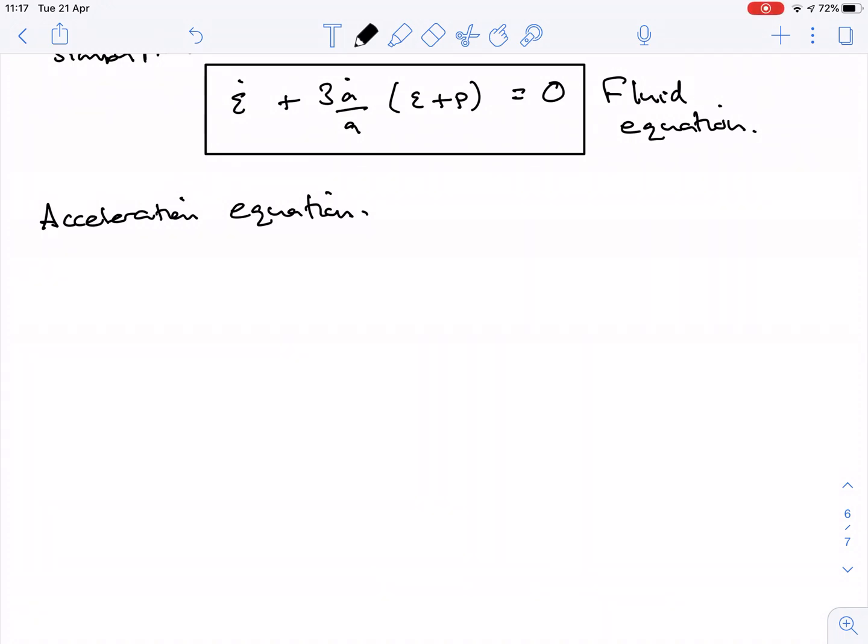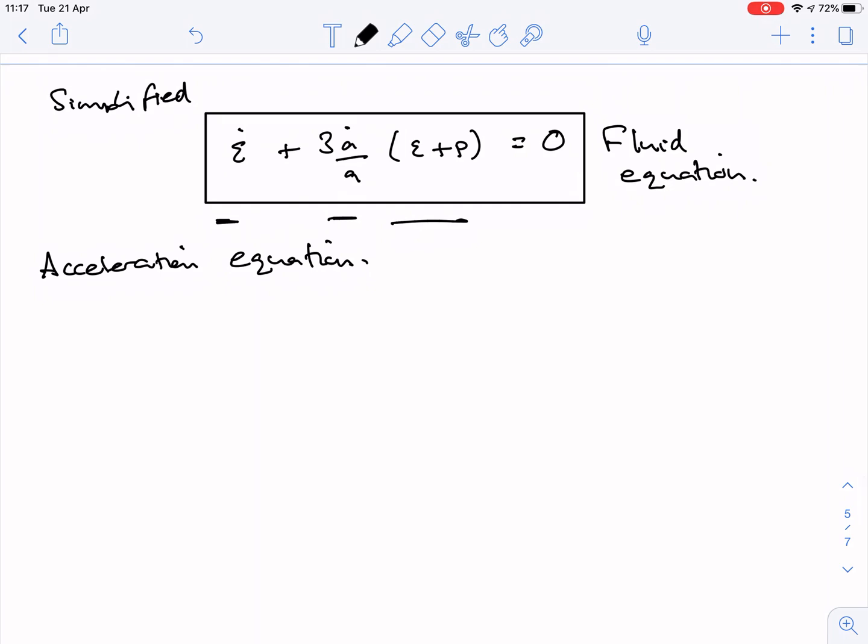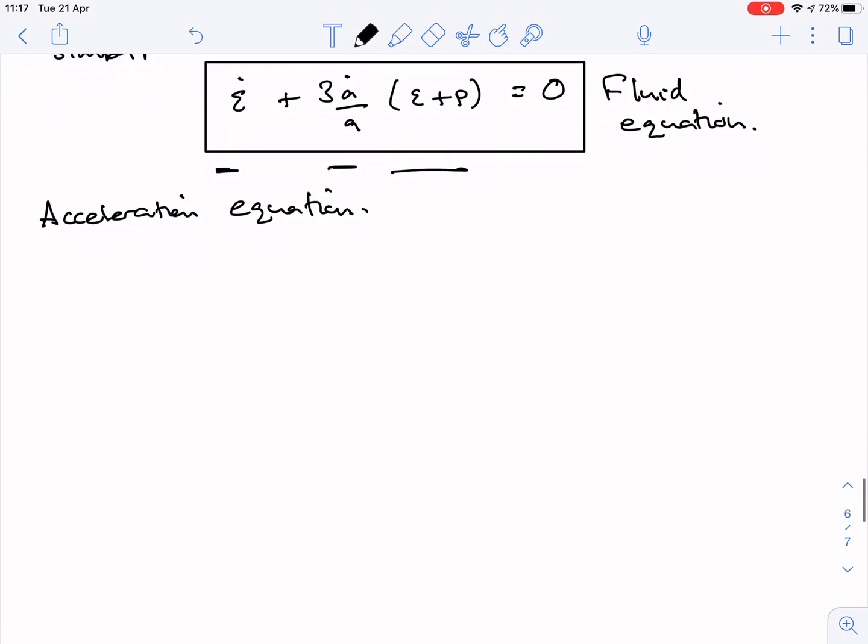Our final equation of cosmic expansion is going to be the acceleration equation. So the fluid equation above here is giving us something which links the energy density with the scale factor and the pressure. So that's quite useful. We'll see why in the next lecture. But we would also like a final equation, and that's going to be the acceleration equation.